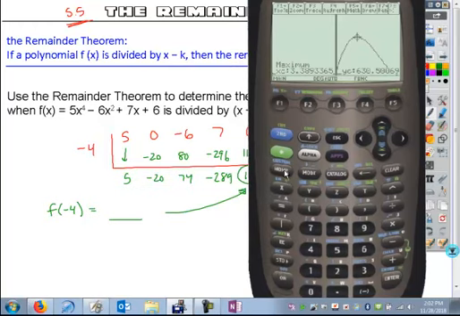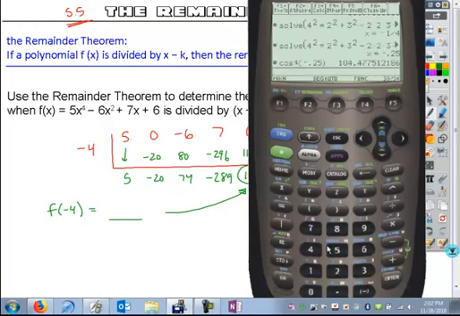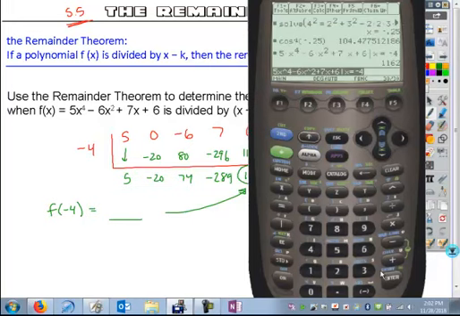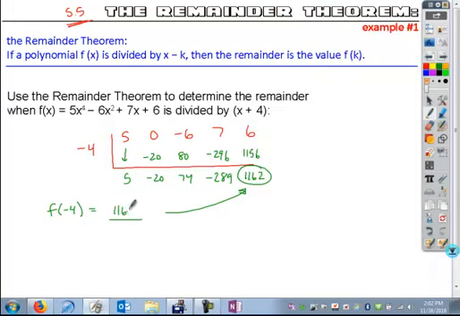So if we took our function right here, I'm going to write it: 5x to the 4th minus 6x squared plus 7x plus 6, and I'm going to evaluate it using the calculator at x equals, and again, the corresponding 0 to that factor, bless you, is negative 4. So when I evaluate that function at negative 4, I get 1162, and you see that that was exactly what the remainder is when you use synthetic division.